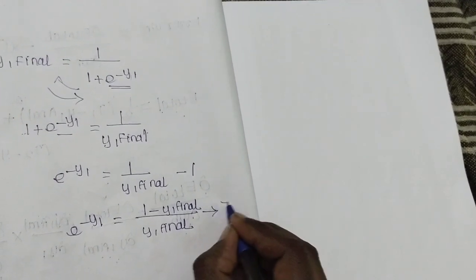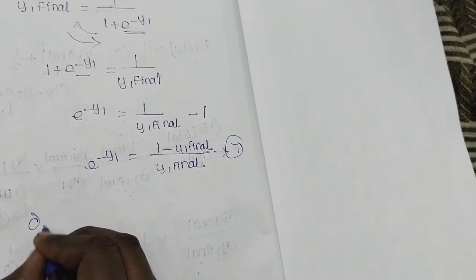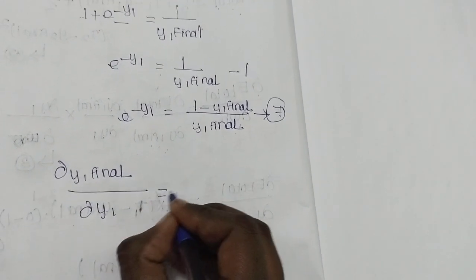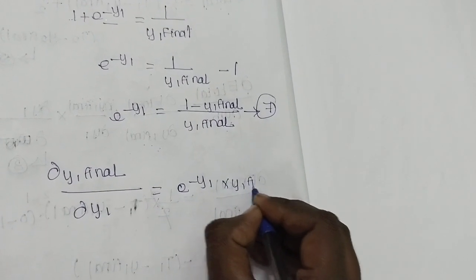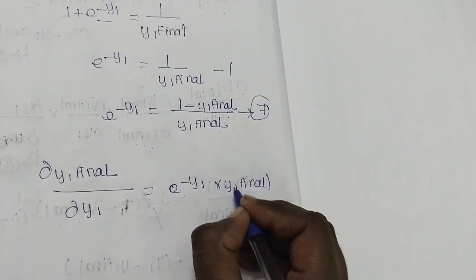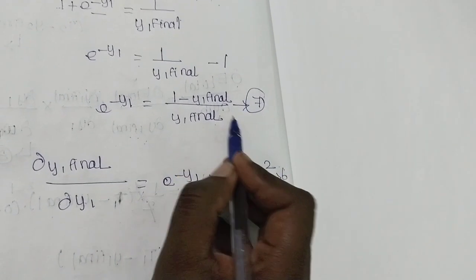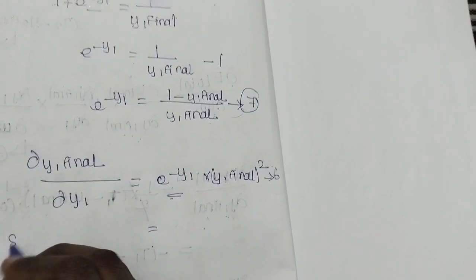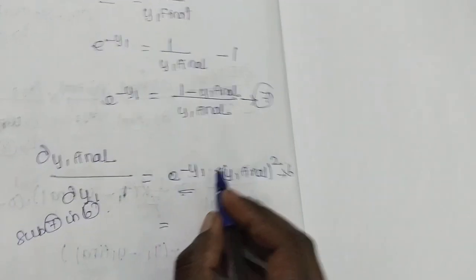So this is equation number 7. And equation number 6 is dou y1 final divided by dou y1 equals e power minus y1 into y1 final the whole power 2. So this is equation number 6. Now I am substituting this value 7 into this e power minus y1. So substitute 7 in 6.